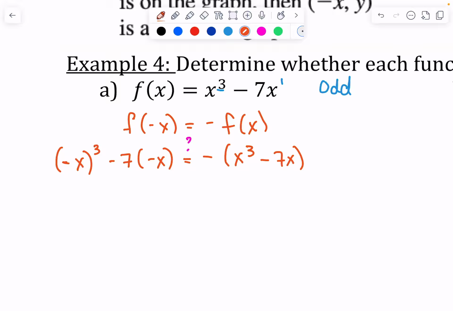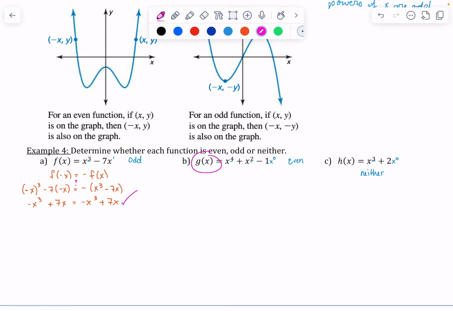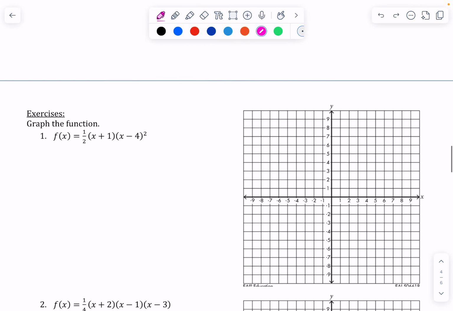Well, negative x cubed is negative x cubed. Negative 7x times negative x is positive 7x. Distributing the negative on the right, I end up getting the same thing. Okay? And then you do the same thing for these as another way to check. And that's the end of the lesson.